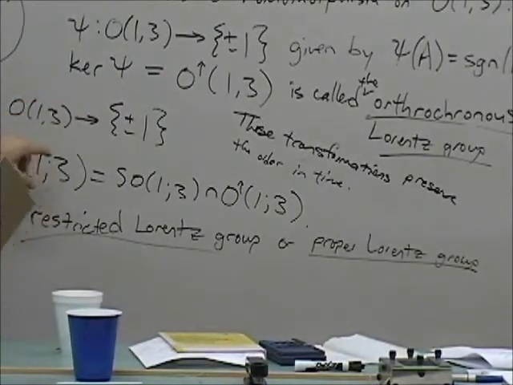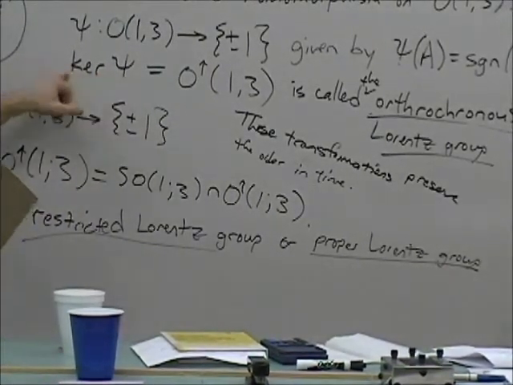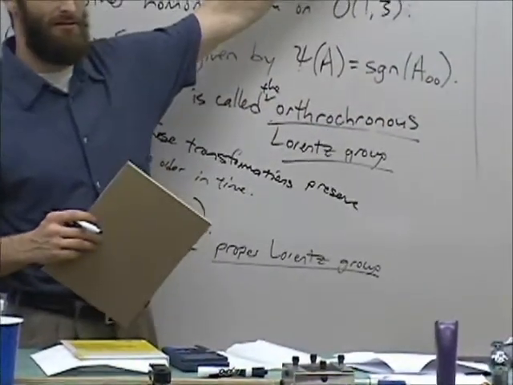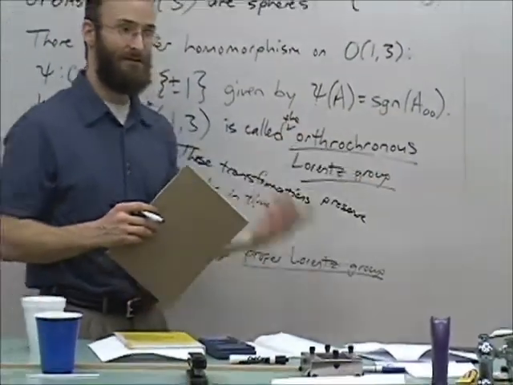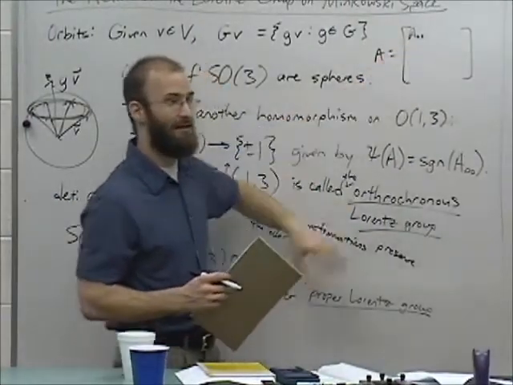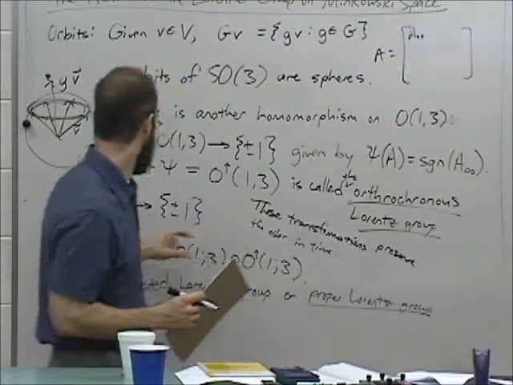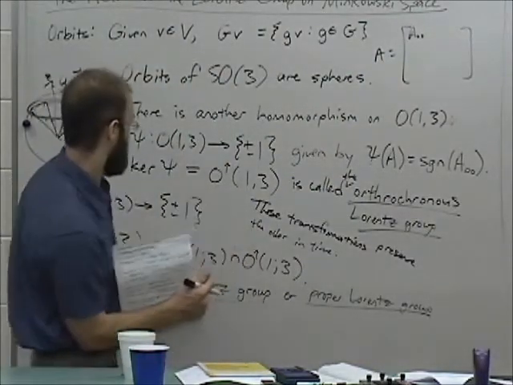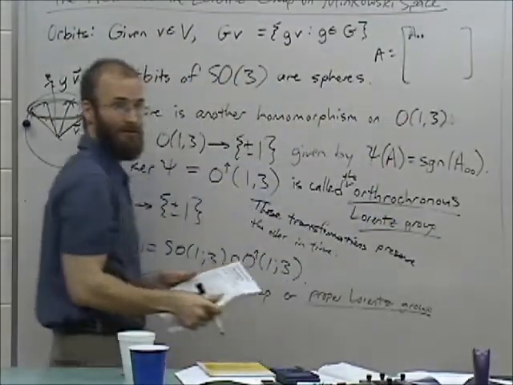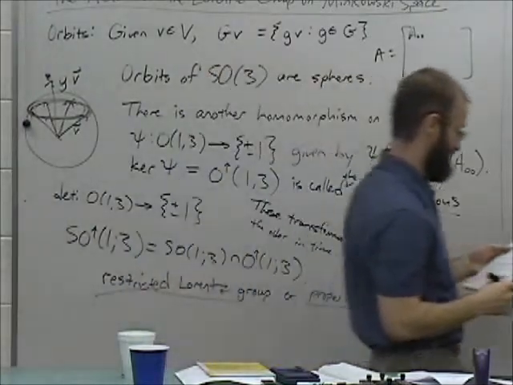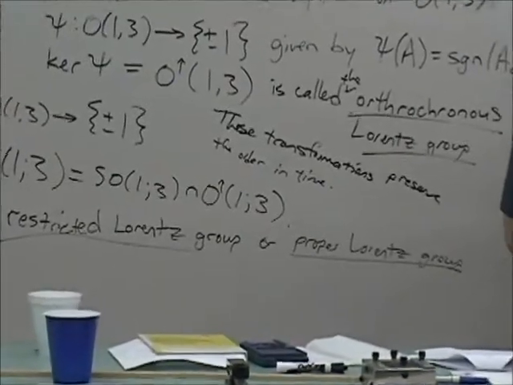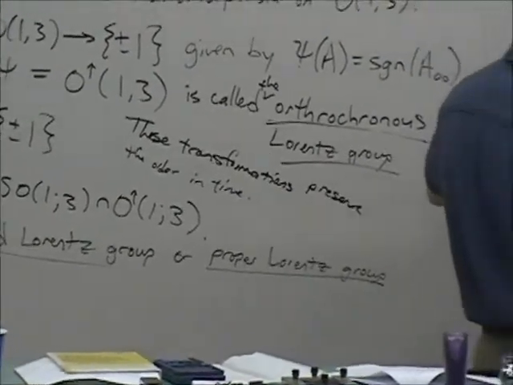So before I was looking at the kernel of the determinant map. Now I'm looking at the kernel of this different map, which just looks at the upper left-hand entry of the matrix and looks at the sign. So the sign's either positive or negative. And this is a technical way of saying these are all the matrices O up 13, all the matrices with a positive entry up here. That's it. Why didn't I just say that? So, the orbits.